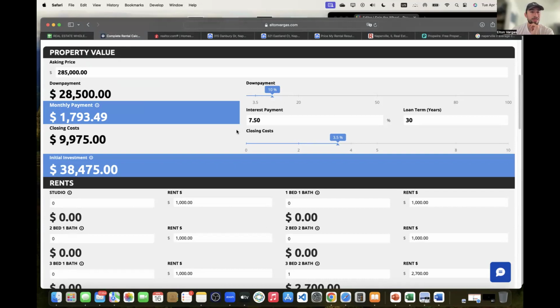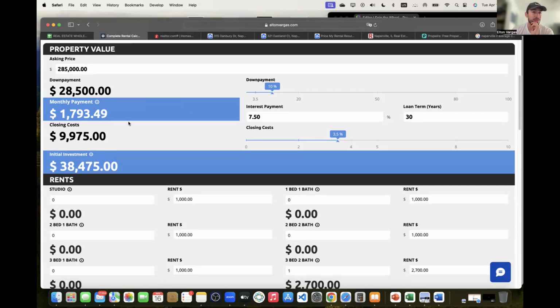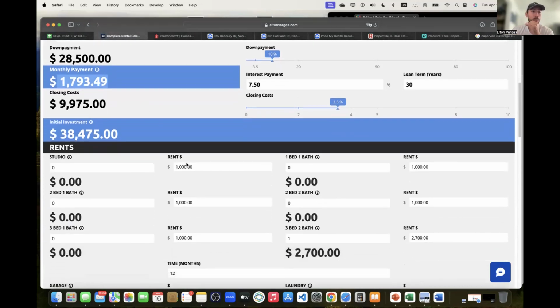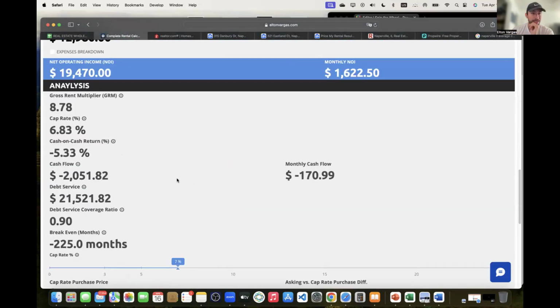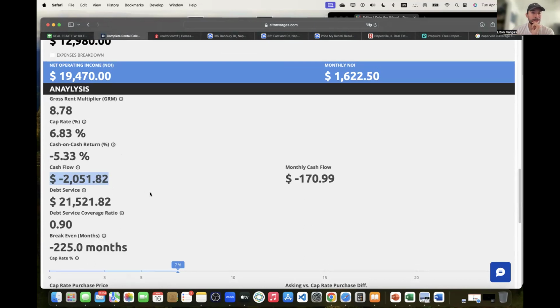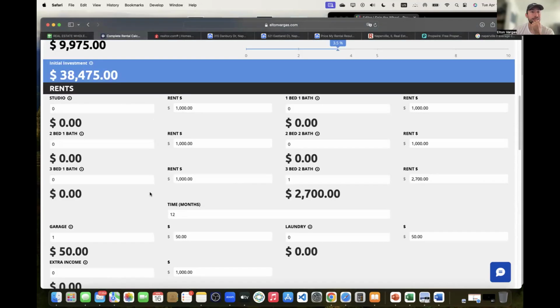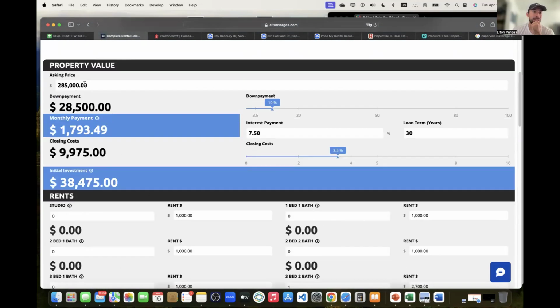So the strategy at 285, the monthly mortgage is the only thing I'm looking at. I'm not changing the rent. I'm just trying to change two things, the price and the mortgage payment, and figure out where it will bring me some money. Even at 285, I'm losing $2,000 each single year on this property. So as you guys can tell, it's going to be very challenging even to get it to $300,000.